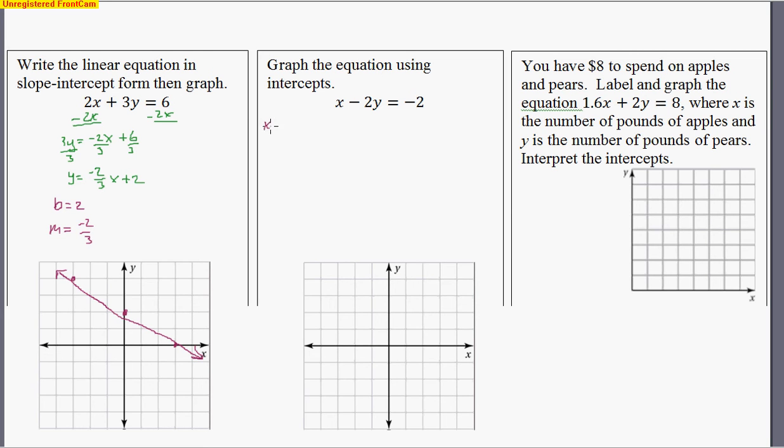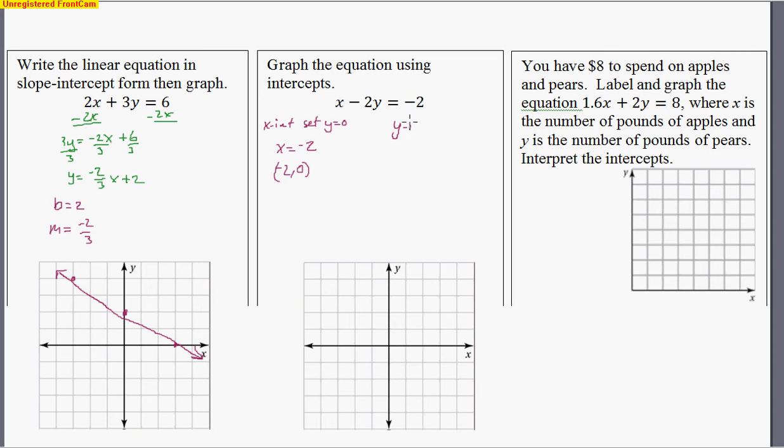When I'm finding that x-intercept, remember you set y equal to 0. So it's going to cancel out that negative 2y, and hey, I've got my answer right away, negative 2. So I'm going to treat that as an ordered pair, negative 2 comma 0, because that's what y is. Y was 0 when x is negative 2.